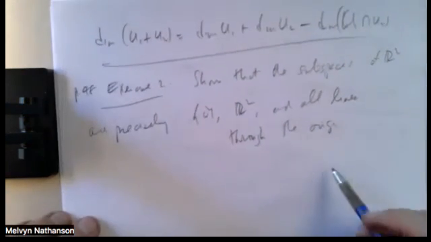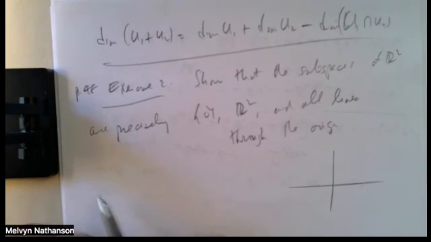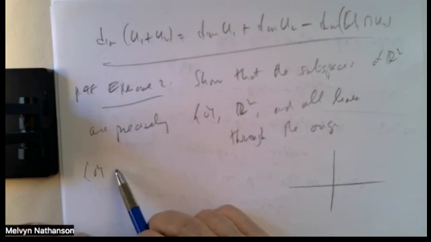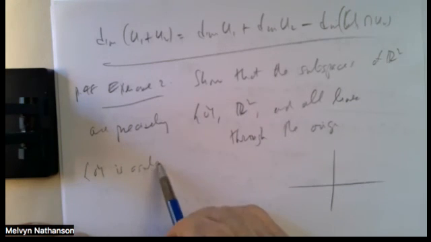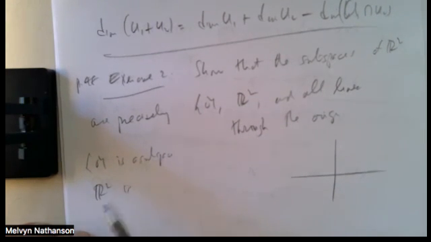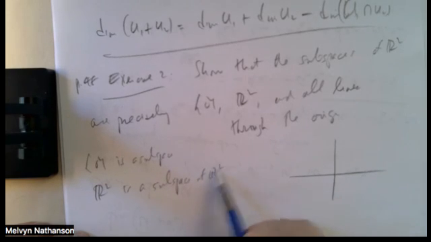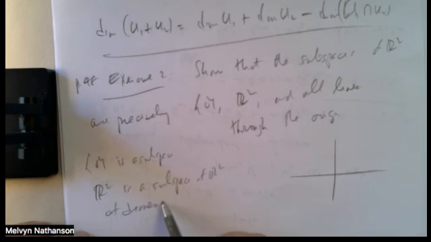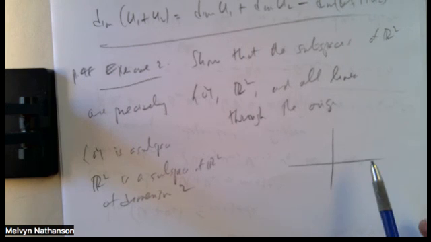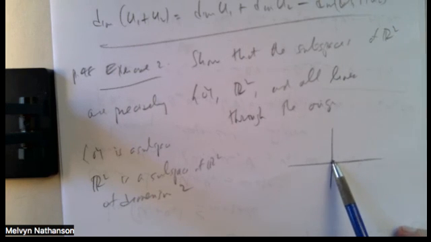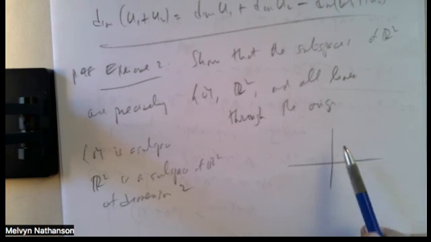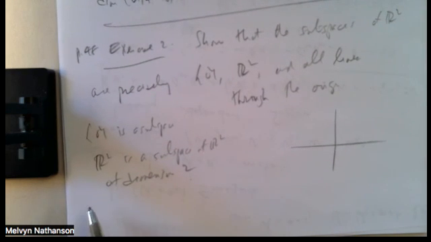So R2, you know, it's just the ordinary plane. And 0 is a subspace. We say that 0 has dimension 0. R2 is the whole vector space, a subspace of R2 of dimension 2. If you take any subspace of dimension 2, it's all of R2. This is a subspace of dimension 0. This is a subspace of dimension 2.